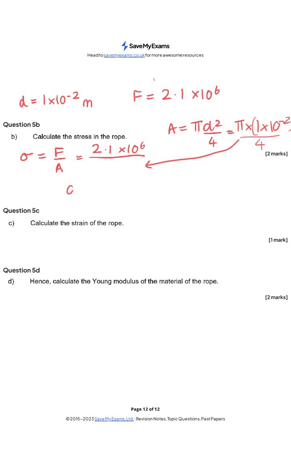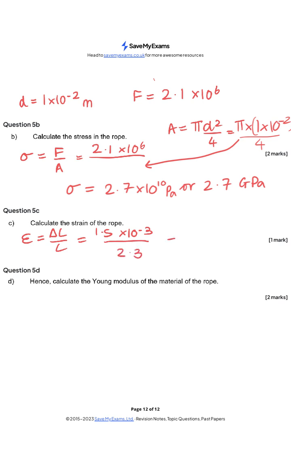If you type that into your calculator, you get stress equal to 2.7 times 10 to the power of 10, or we could write that as 2.7 gigapascals. This one would just be in normal pascals. Then for 5c, we calculate the strain, which is the change in length divided by the length. This is nice and easy: 1.5 times 10 to the negative 3 divided by our original length, 2.3. So you get 6.5 times 10 to the power of minus 4, and no unit, because we are working out strain.